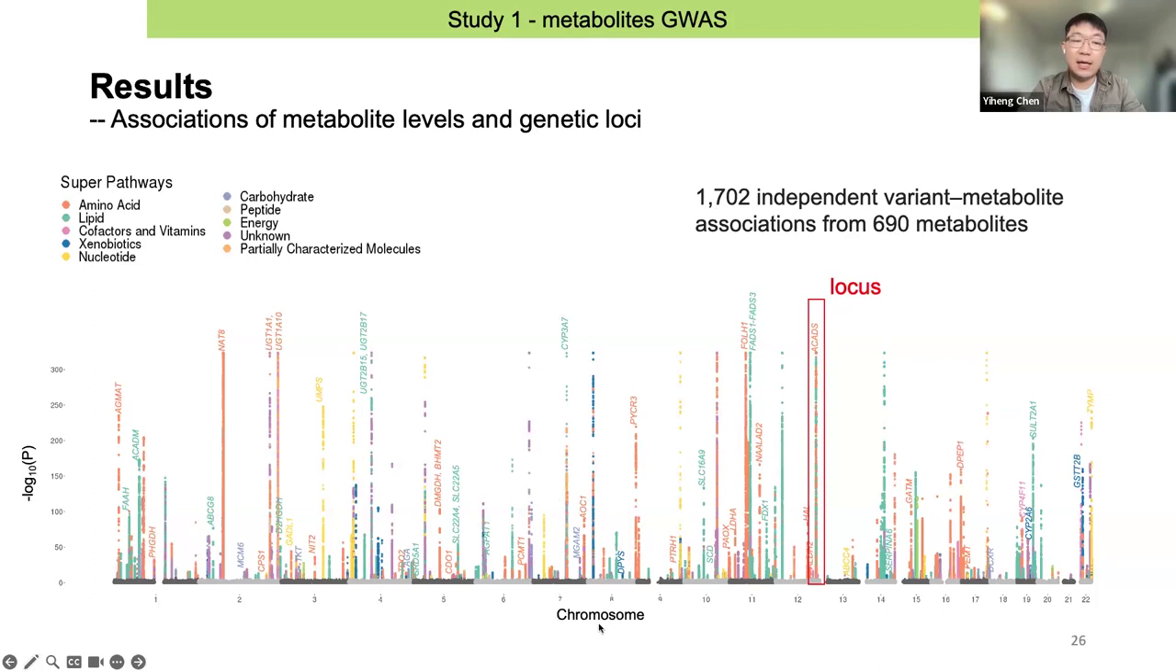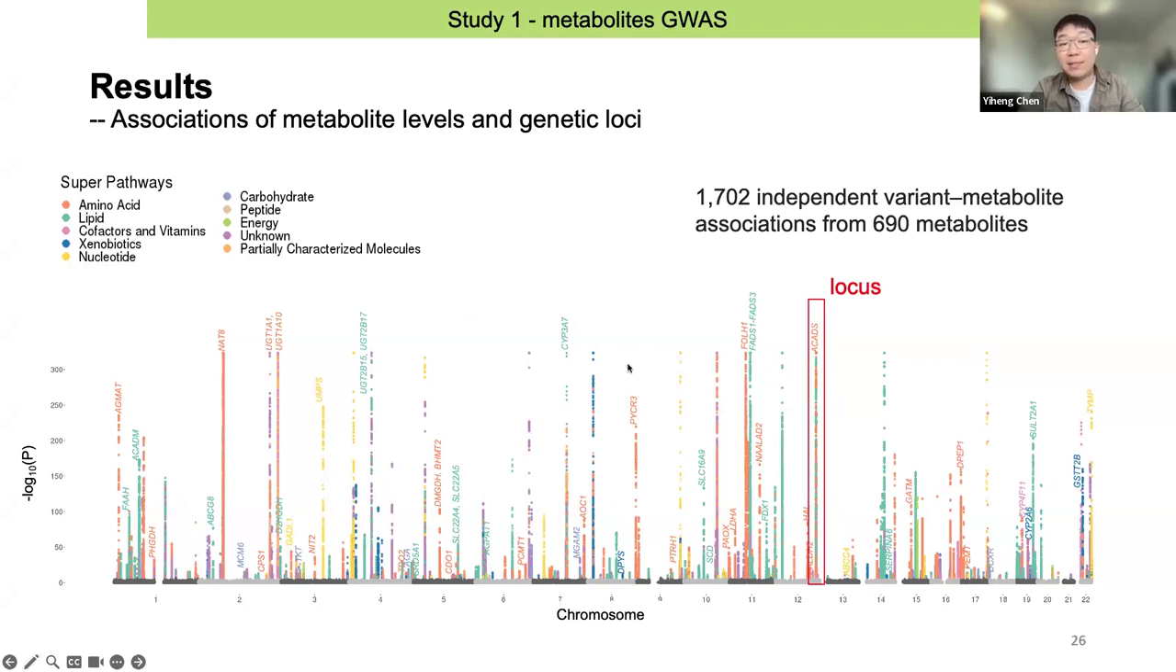The x-axis for this plot is the chromosome and the different genetic positions. The y-axis shows the negative log10 transformed p-value for the association between the genetic variant and metabolites. Each line of dots is actually a locus, so all those associations happen in specific genetic regions, and each dot is a variant-metabolite association. For example, for this locus, we can see many genetic variants associated with some amino acids, indicated by the color of the dot, and some lipids. From this plot, the key message is that we find associations between variants from all the autosomes and many different types of metabolites.